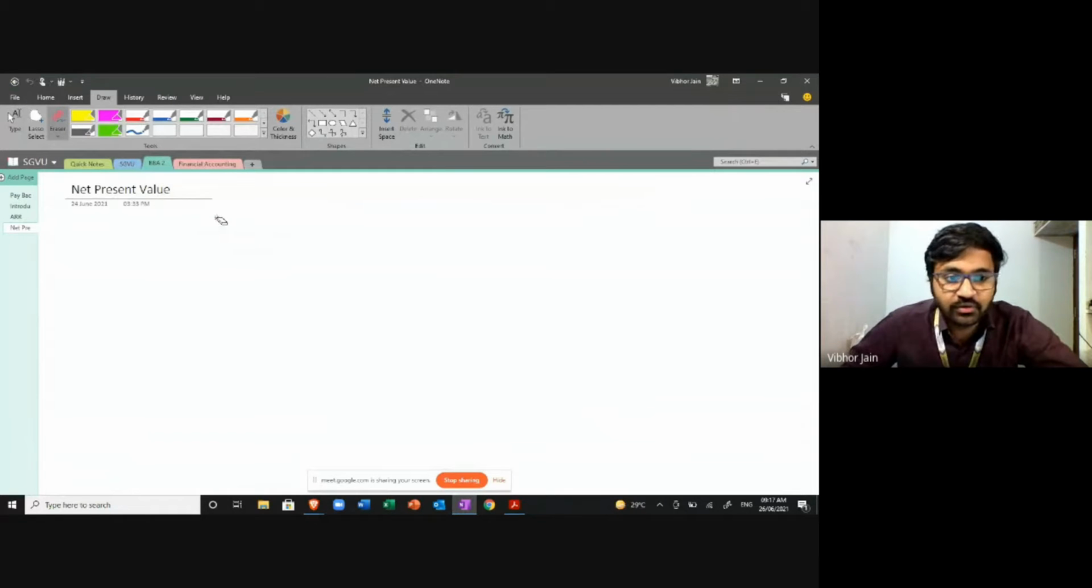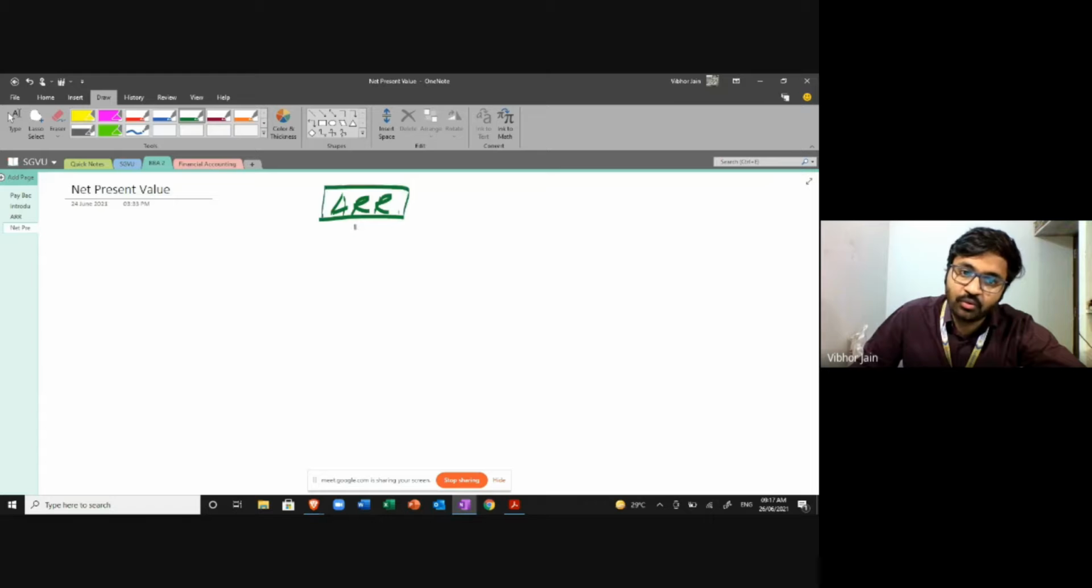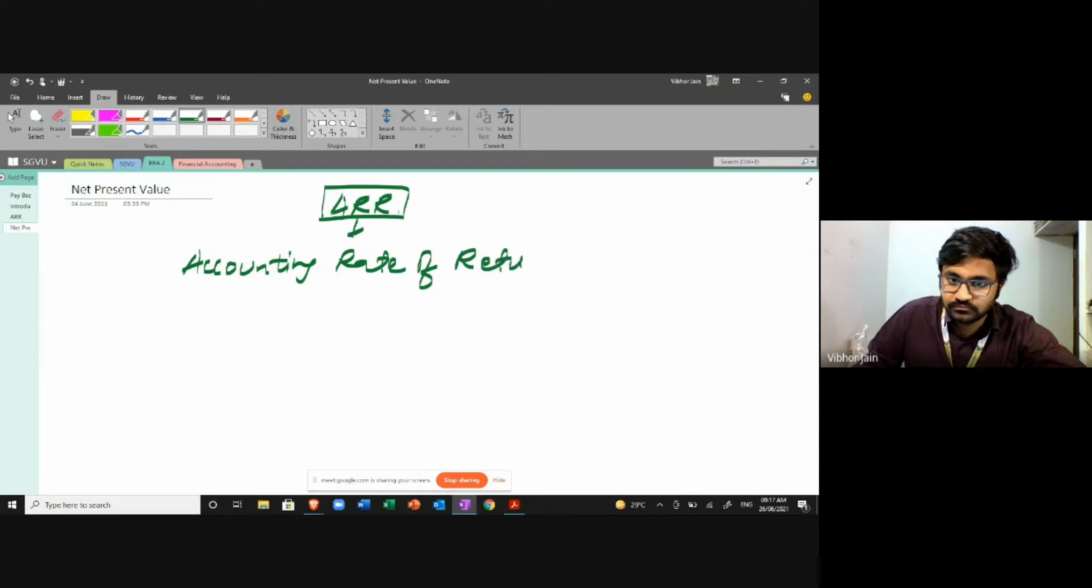So before starting with today's topic, like always, I'll give you a quick revision of whatever we have covered in the last class. In the last class, we have talked about ARR. ARR means accounting rate of return. What is the meaning of accounting rate of return? Accounting rate of return means profit.